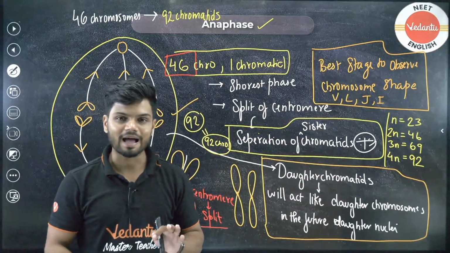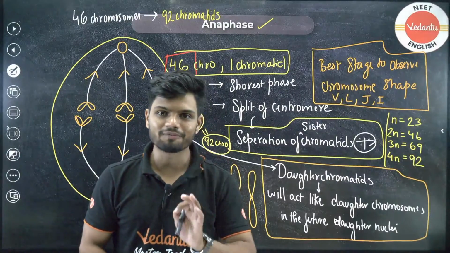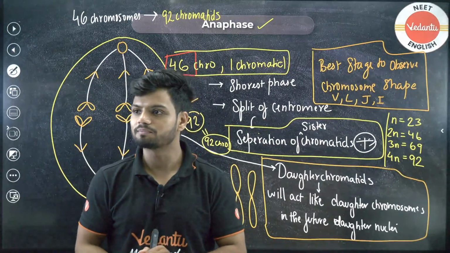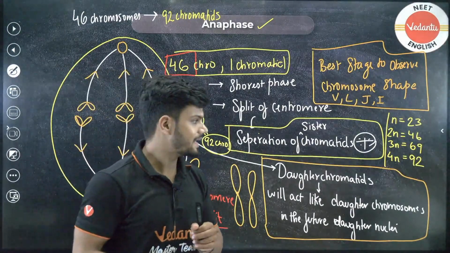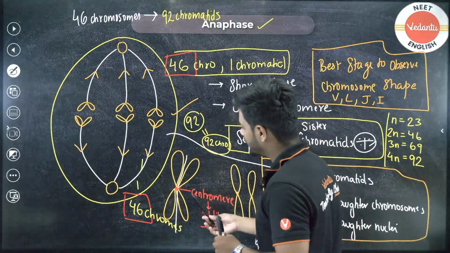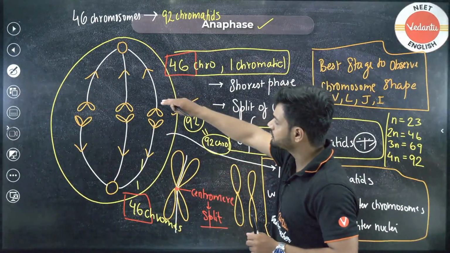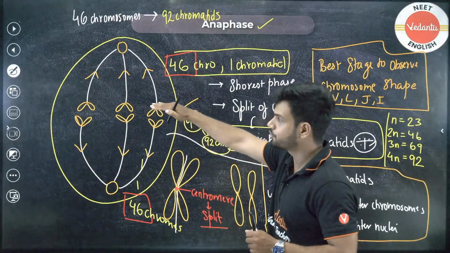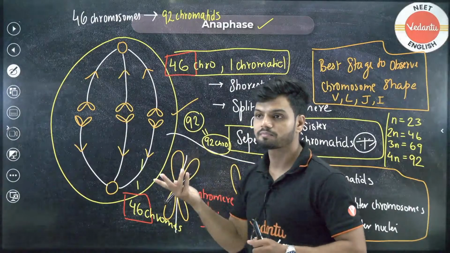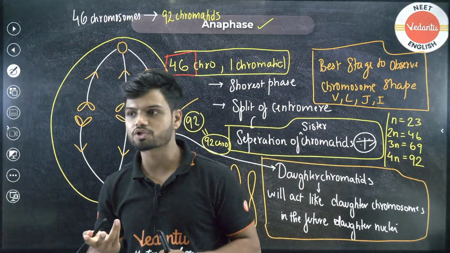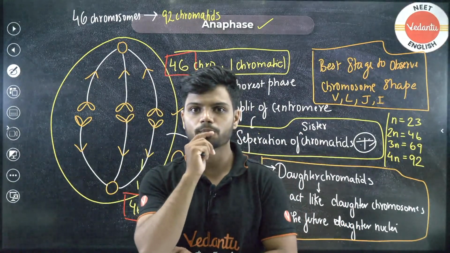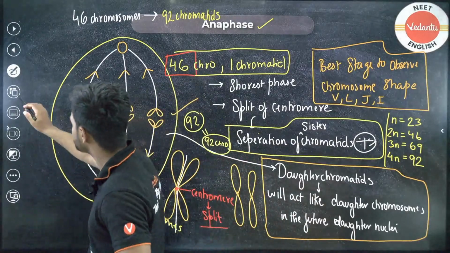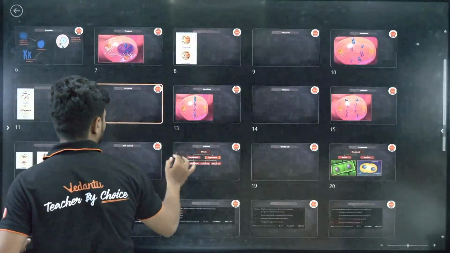Now tell me, in the anaphase stage right now, totally how many chromosomes are there? 46 chromosomes on this side, 46 chromosomes on this side. 46 plus 46, how much? 92 chromosomes.